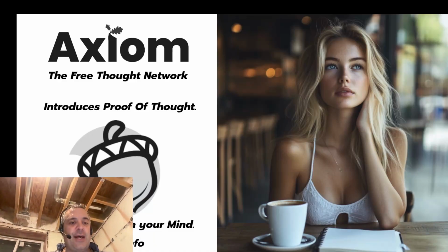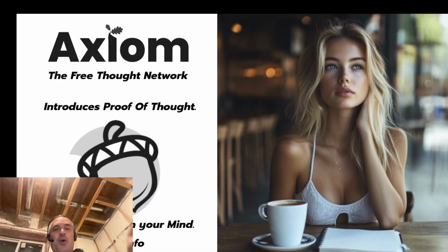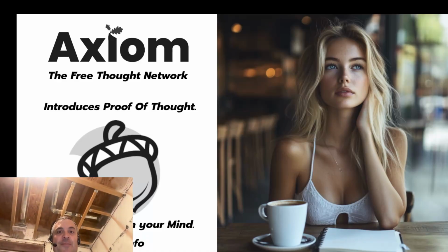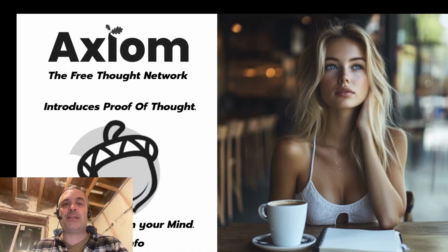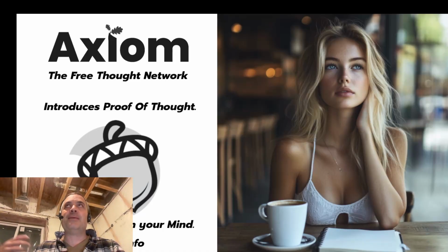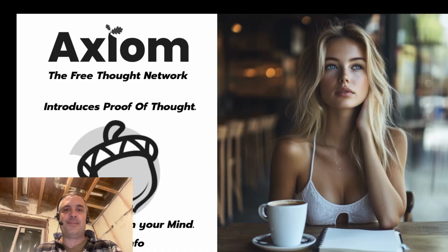I like this little tagline here: Axiom, the free thought network, introduces proof of thought. Mine crypto with your mind. That's basically saying our token is the Acorn token, and 12,000 acorns drop every day, and they're paid out to the people that participate the most, that are adding the most value, and they get paid in acorns.